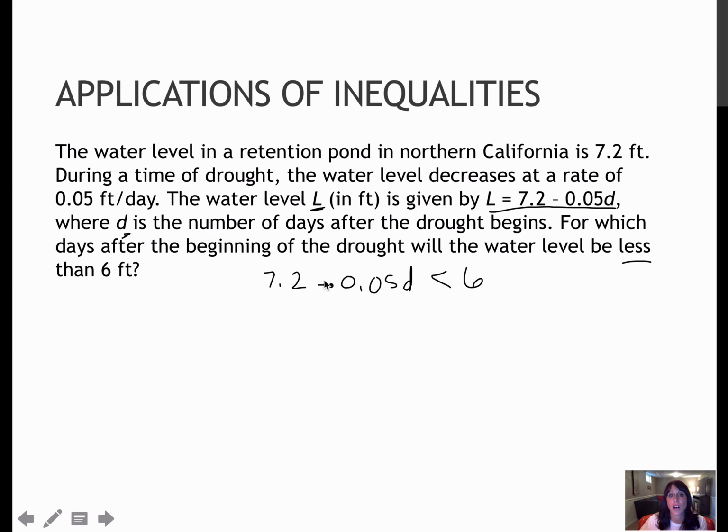From here, I'm just going to solve by subtracting 7.2 from each side, and then dividing by negative 0.05. Remember, when I divide by a negative, the inequality flips around, and I end up with 24. So what does that tell me? It says, for which days after the beginning of the drought will the water level be less than 6 feet? So basically every day past the 24th day. Not on the 24th day, but from then on out is essentially my answer.